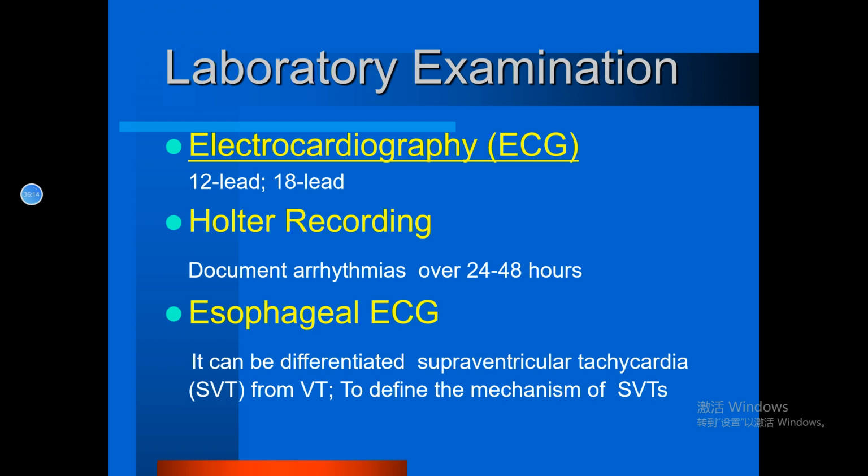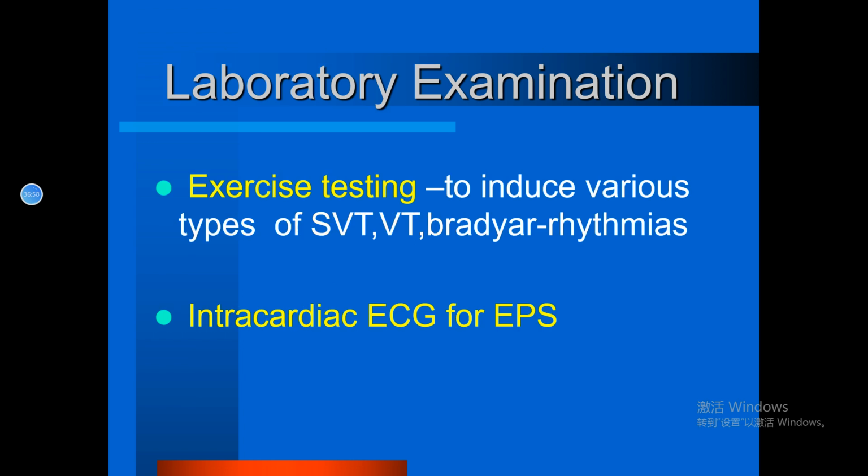And we also can use Holter recording for patients, because Holter recording can monitor the rhythm over 24 to 48 hours. And sometimes we use the esophageal ECG for patients, because it can differentiate supraventricular tachycardia from ventricular tachycardia, and it also can define the mechanism of supraventricular tachycardia. And sometimes we can use exercise testing to watch what will happen, to induce various types of tachycardia or bradytachycardia.